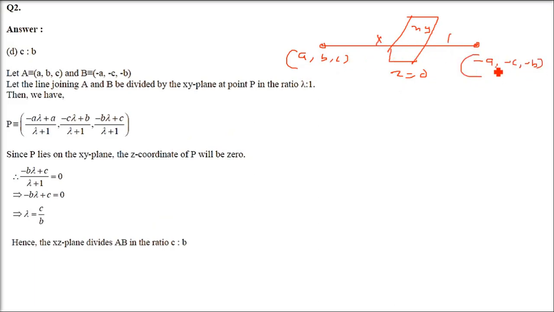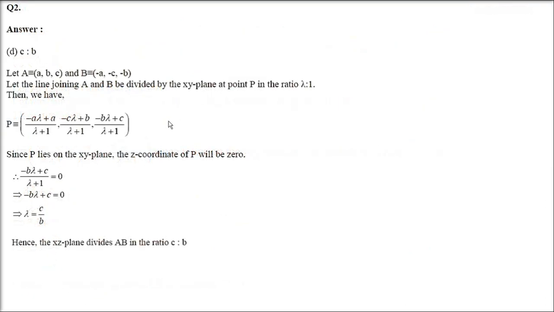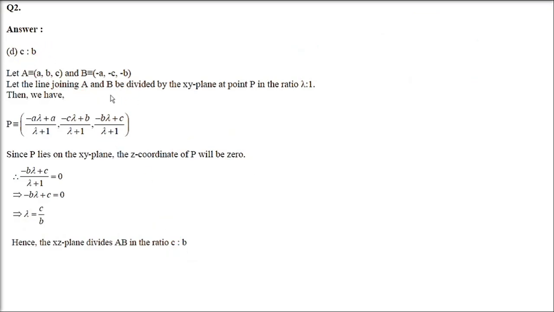Lambda is to 1. As I told you, you have to find the point where it is intersecting the XY plane. So these were X, Y, Z. And what you have to do is Z equals 0. So Z equals 0, that is minus B lambda plus C by lambda plus 1 equals 0. This is the point which we are going to put as 0. What we did before was put x equals 0. Here in the second question we are doing z equals 0. So lambda equals c by b. So you have c by b or c is to b. So that point is dividing these 2 points in the ratio c by b.